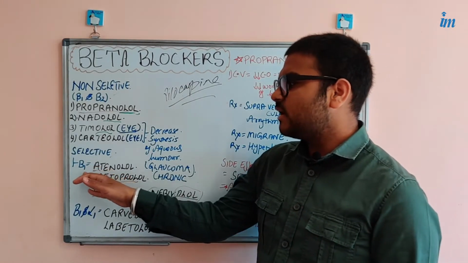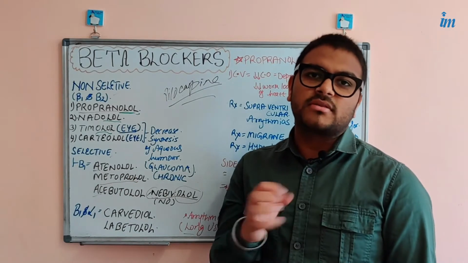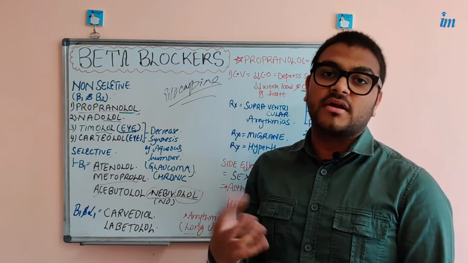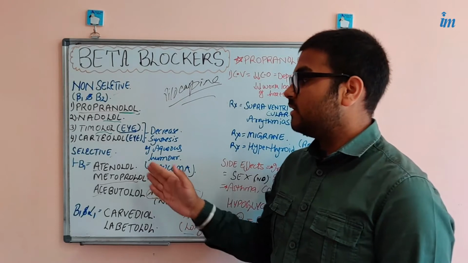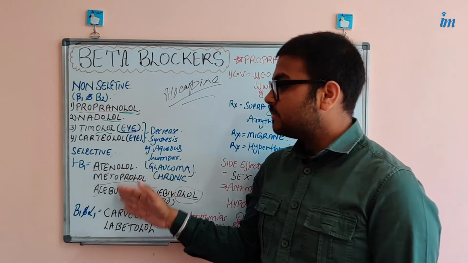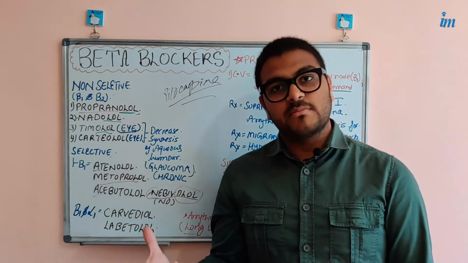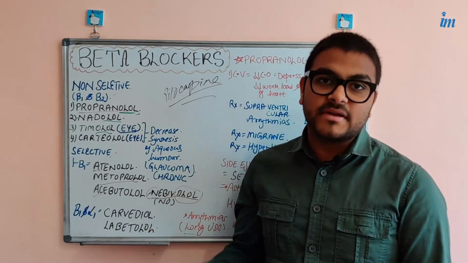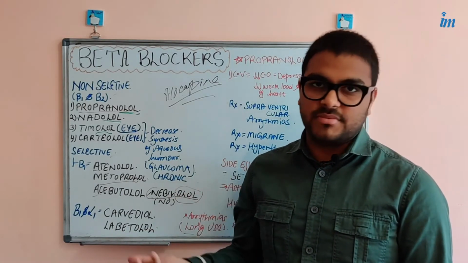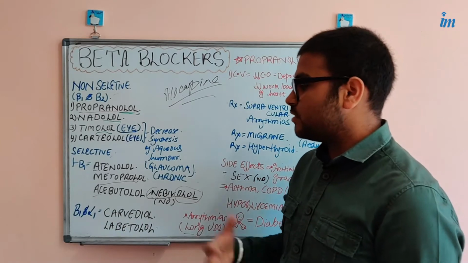Also, because it is a beta 1 antagonist, it blocks the activity of the heart and lowers the cardiac output. So beta 1 antagonists are a very important group of drugs in the management of hypertension, cardiac arrhythmias, and other cardiovascular problems.